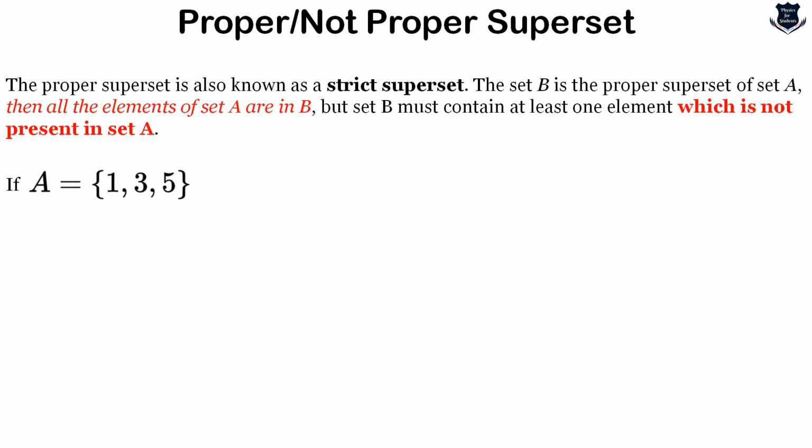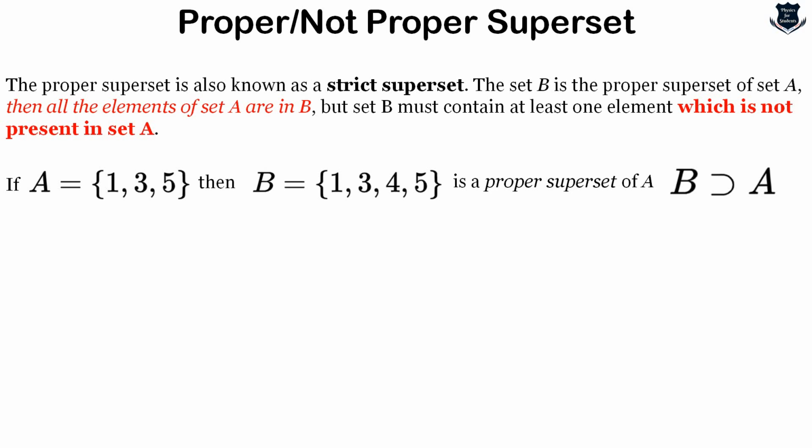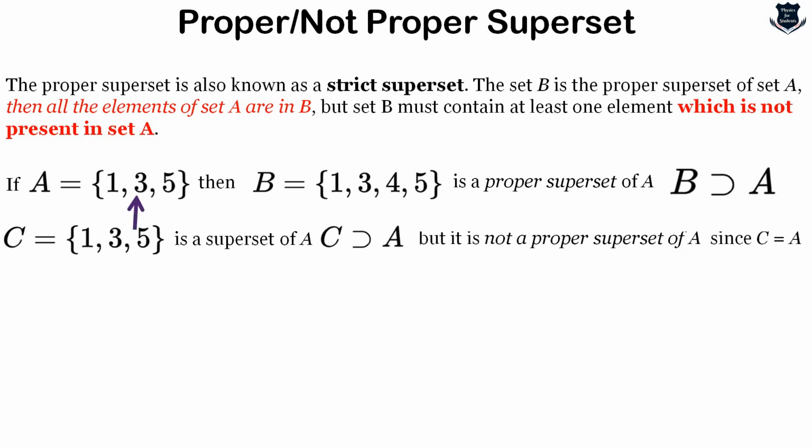If A equals 1, 3, 5 and B equals 1, 3, 4, 5, then there is an extra element, which is 4. So B is a proper superset of A, and we symbolize it. But C equals 1, 3, 5 is a superset of A because it contains all the elements of A. But obviously it is not a proper superset of A because C equals A, and equal things cannot become a proper superset.